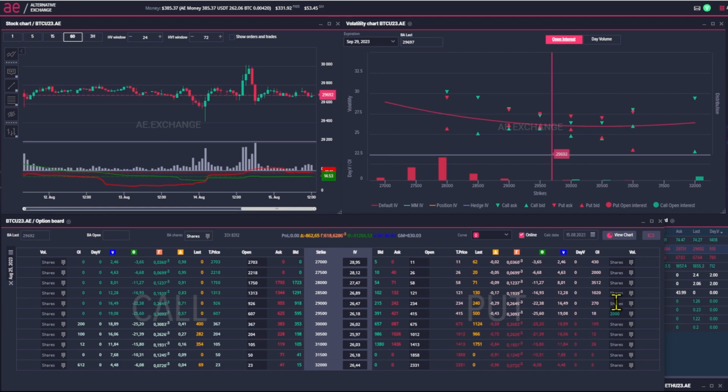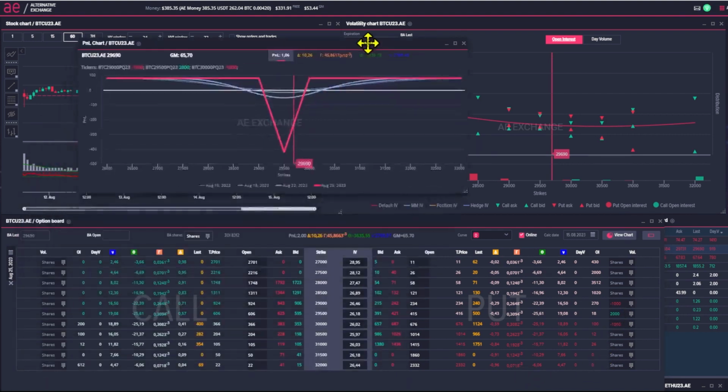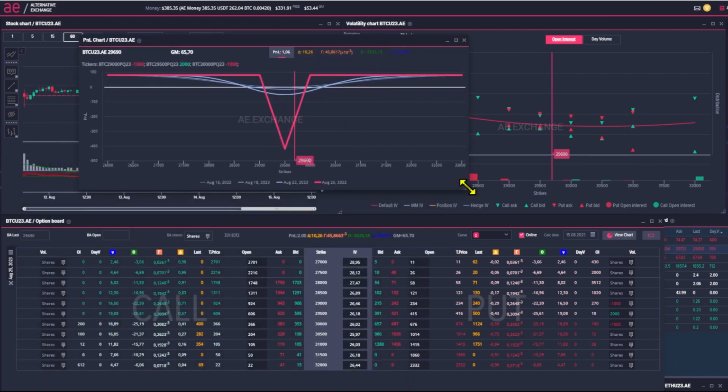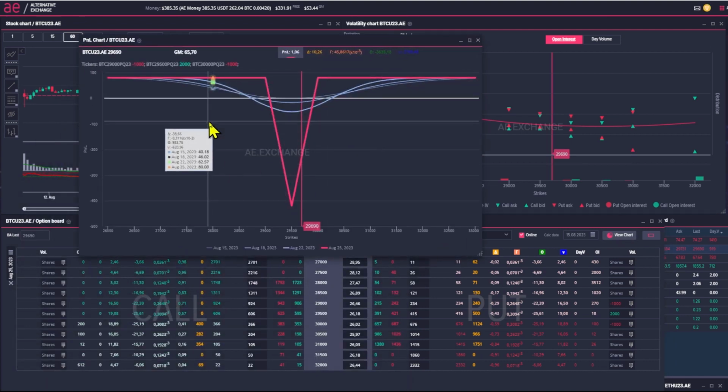To do this, I buy 2,000 contracts at the central strike, 29,500. And at each of the edges, I sell 1,000 contracts. The number of options sold should be equal to the number of options bought. So take a look at this strategy right here. It has the same wings at the same height.